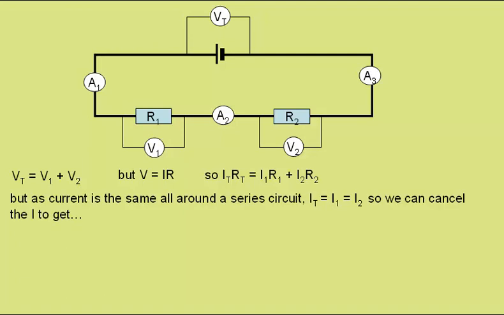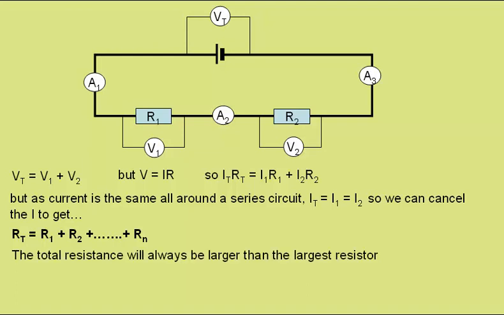But as the current is the same all the way round a series circuit, we know that the total current will be equal to the current through resistor 1 and also equal to the current through resistor 2. So we can cancel throughout by I to get the total resistance is equal to resistor 1 plus resistor 2 plus any other resistors that would be in the circuit. As a quick check at the end of a calculation, the total resistance will always be larger than the value of the largest single resistor in the circuit.